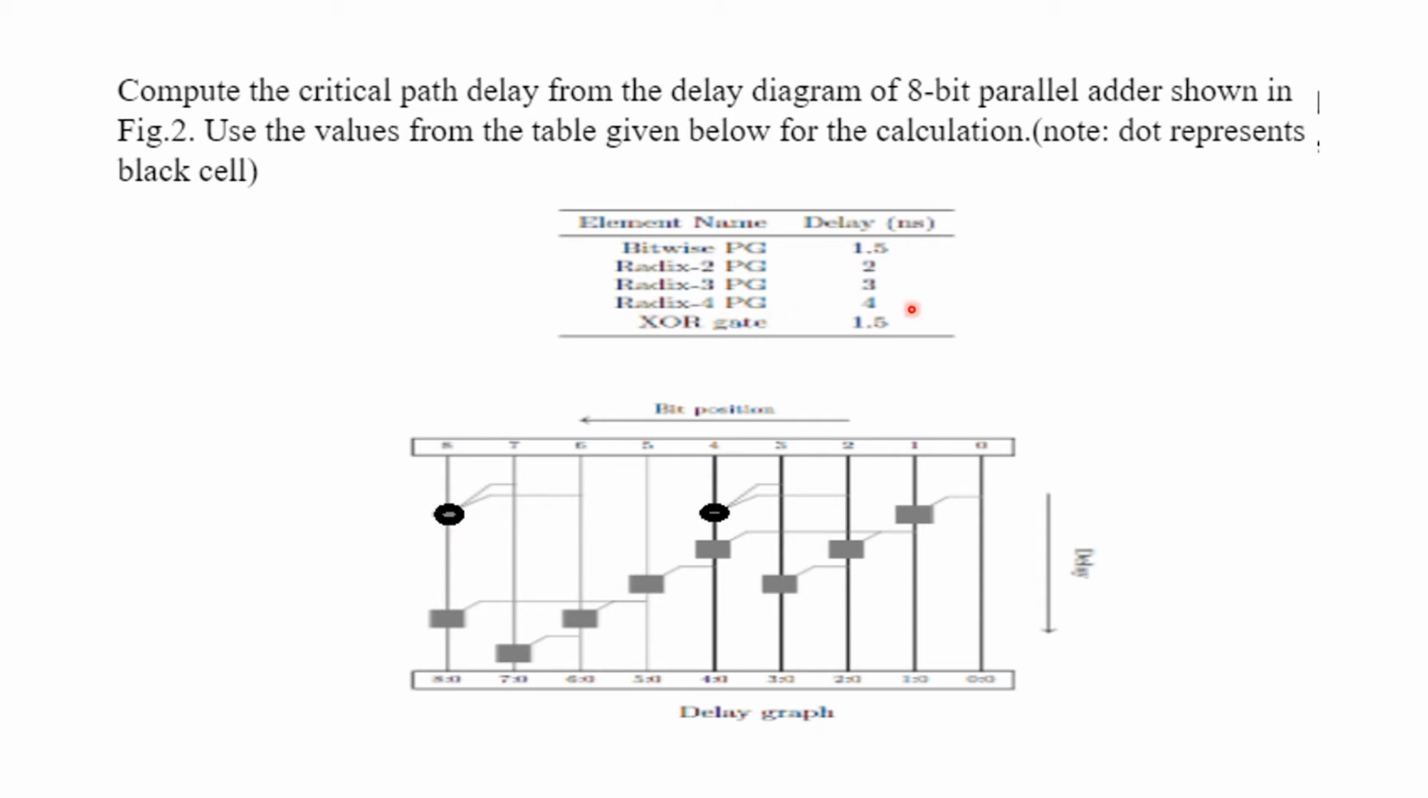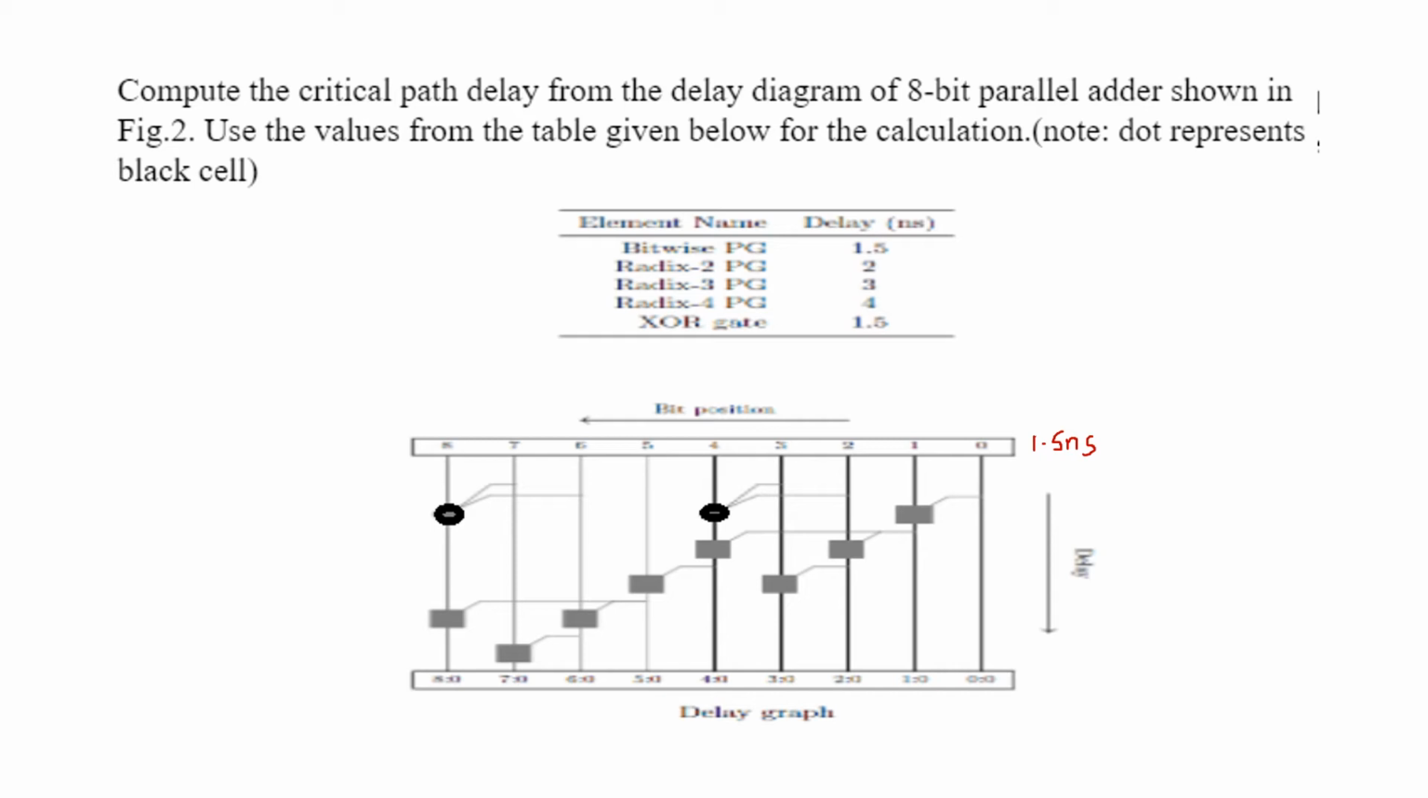Radix 4 PG cells have 4 nanoseconds delay. As you can see, there are no radix 4 PG cells here. And the XOR gate has a delay of 1.5 nanoseconds. So this forms the XOR block. Okay, so now the delay of the bitwise PG is 1.5 nanoseconds.